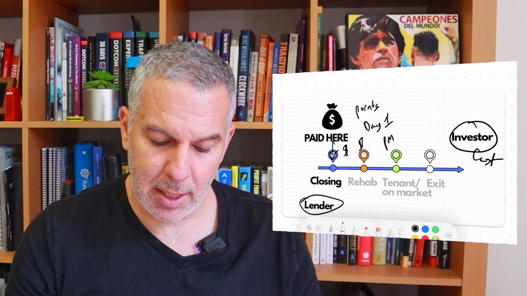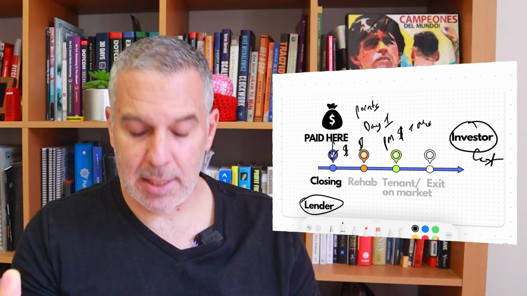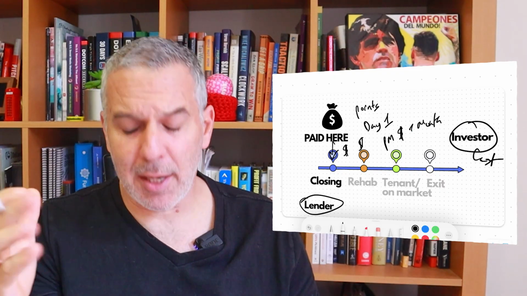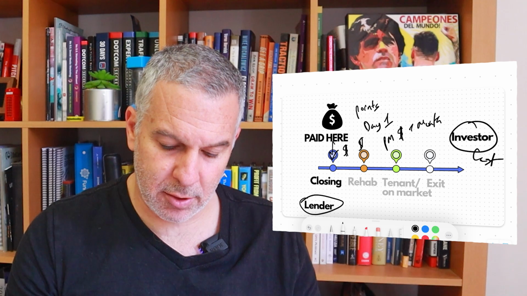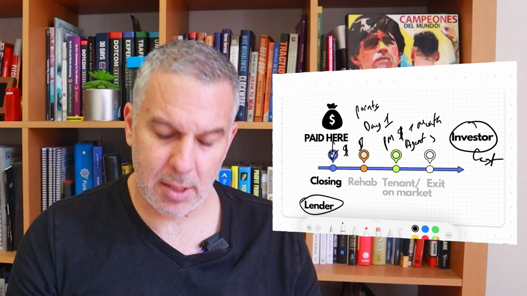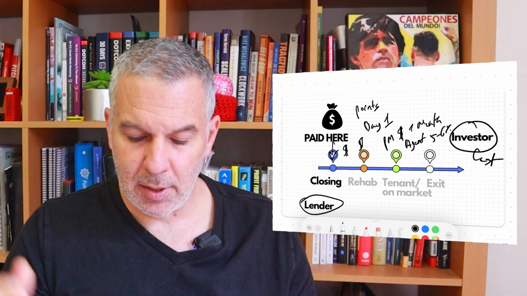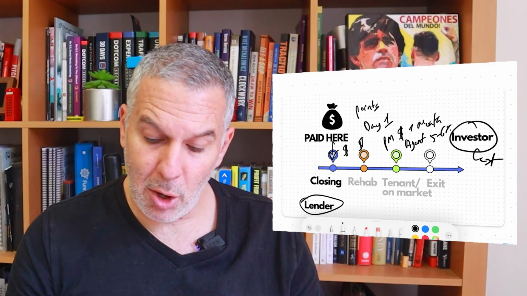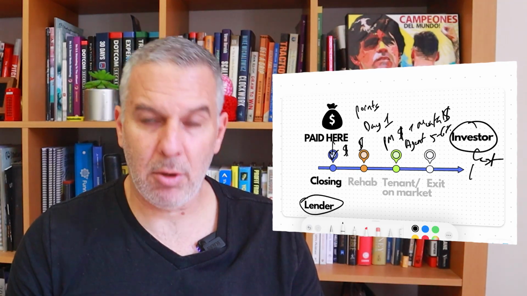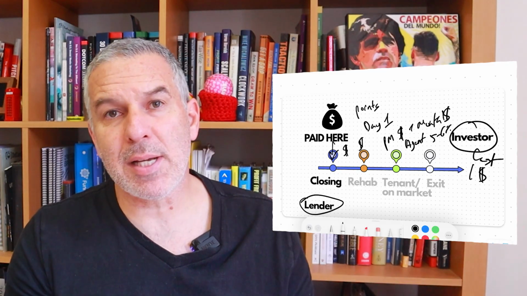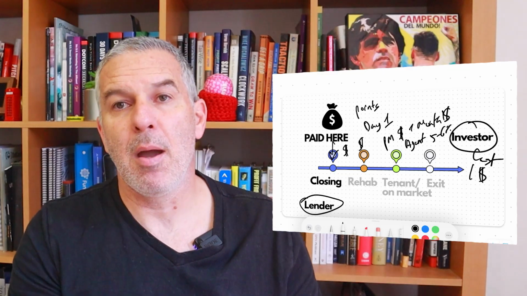You usually pay the money for the first month to place the tenant, and if you put it on the market, this is you list it with an agent, and you pay 5 to 6% to list the property and sell it. So you pay them the money, and only then you get money here. So if it's a rental, it can be weeks. If it's a flip, it can be months.